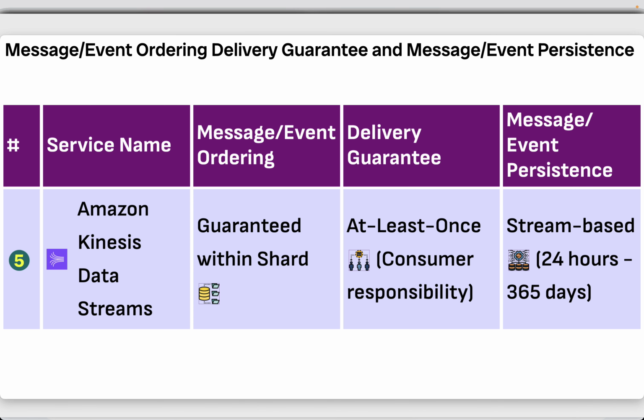Next, Amazon Kinesis Data Streams. Ordering is guaranteed within a shard. Records with the same partition key go to the same shard, preserving order. However, there is no ordering guarantee across different shards and partitions. Delivery guarantee is at least once with consumer responsibility for processing and checkpointing. Persistence is stream based, which is between 24 hours to 365 days configurable retention.